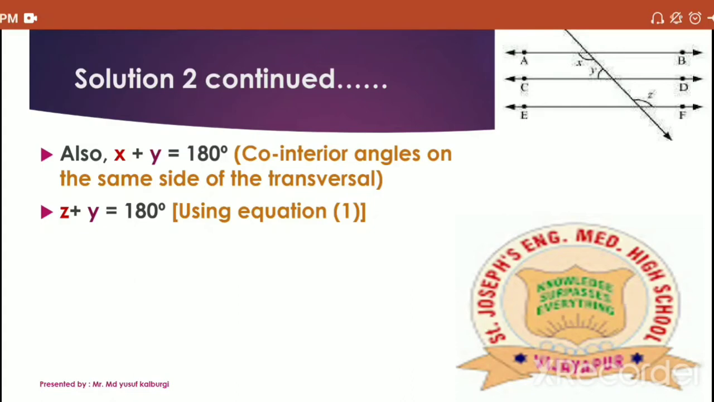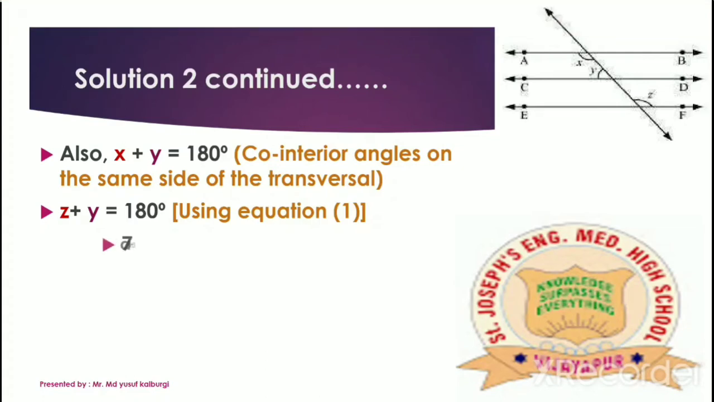Okay. Now what we are going to do, that common ratio we have taken. Let the common ratio be a. We have taken that y equals 3a and z equals 7a. That we are going to keep here. Z was equal to 7a and y was equal to 3a. Let us write that one. Z equals 7a, in place of z and y we are going to keep that value. 7a plus 3a is equal to 180 degrees.